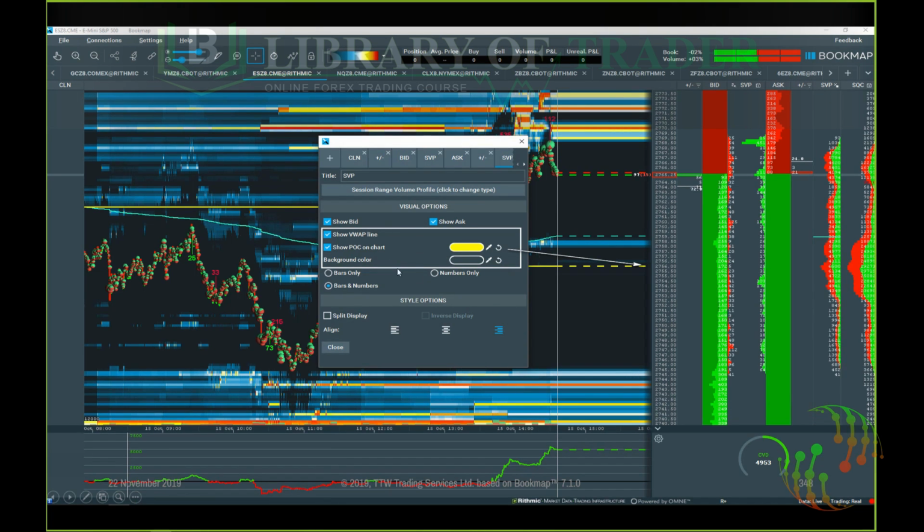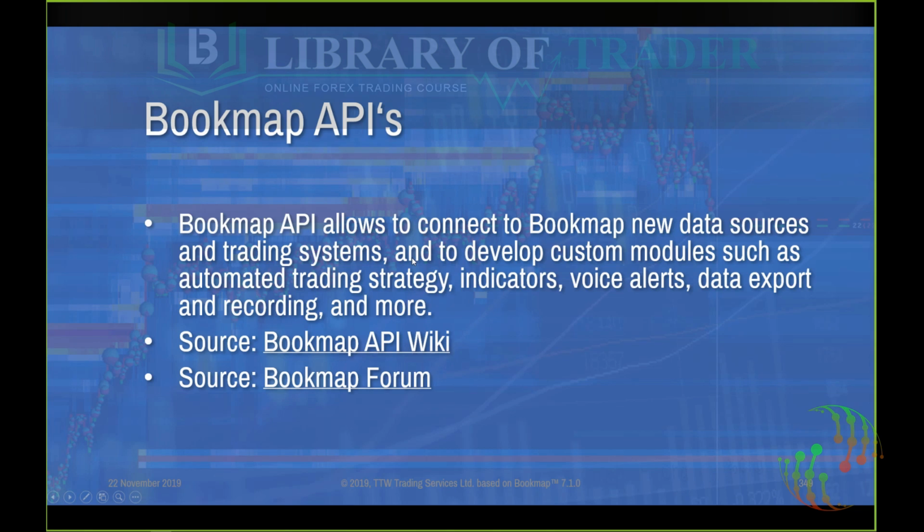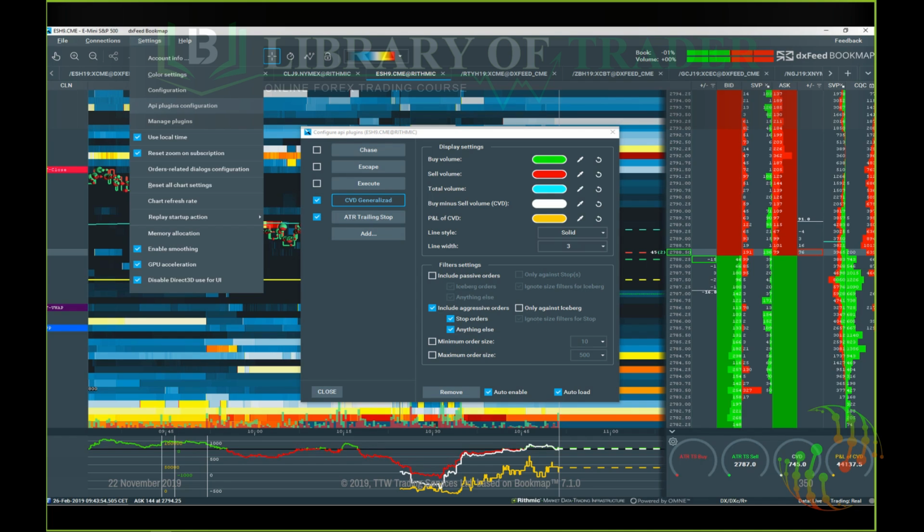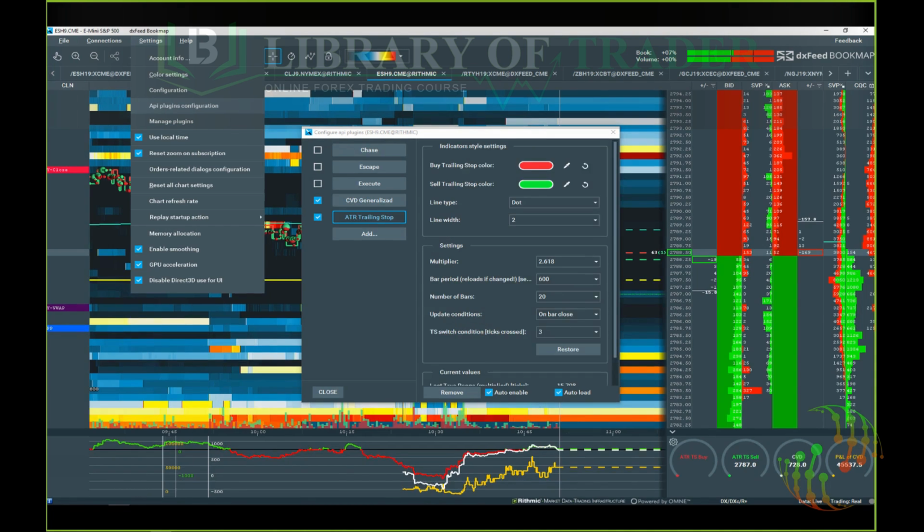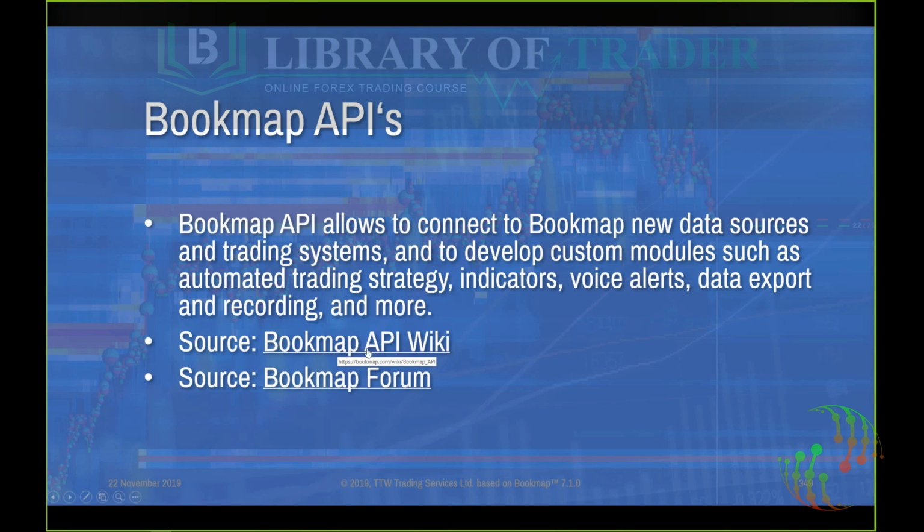This is the setting. It's very clear. Bookmap APIs: I don't want to comment on this, but you can write an external indicator and add it to Bookmap based on Bookmap's APIs. They are open, and they are described in the Bookmap API Wiki. Follow this link, please. There's also a Bookmap forum, where you can find a lot of useful information about Bookmap's APIs, the application program interface.